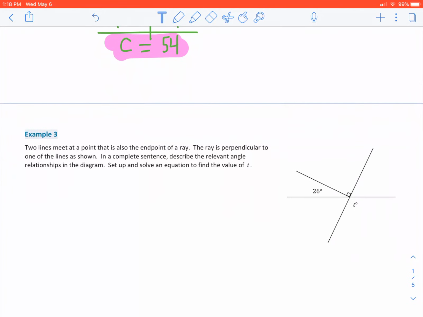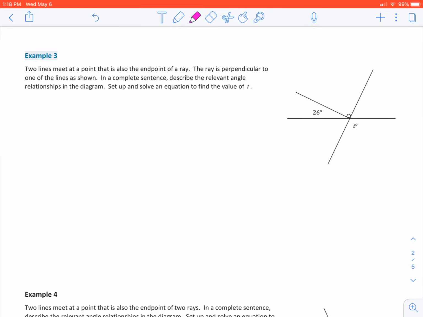All right, example 3. Here's our diagram. Right away I see that we have a 90-degree angle mark, so I'm going to fill that in. Now we can't go all the way around the circle. We don't know these two, so I can't use angles on a point. I can't use angles on a line either because we don't know those two angles.